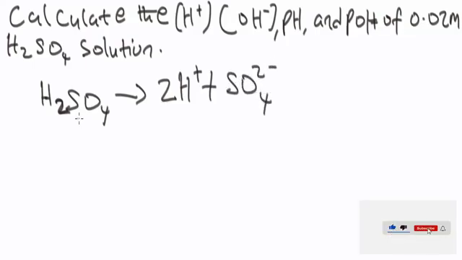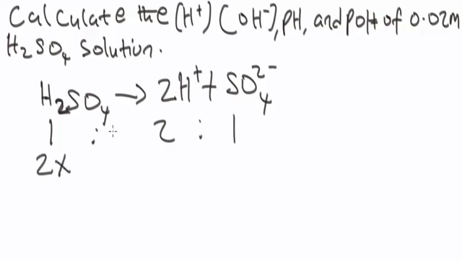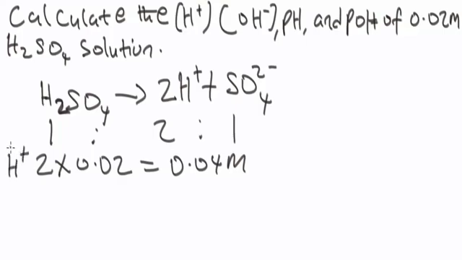Alright, so this is what we're going to have. That means we have a mole ratio of 1:2:1. Now to get the hydrogen ion concentration of this reaction, you multiply the mole ratio of hydrogen ion by the concentration of the acid in this solution. So the concentration there is 0.02. When you multiply it, it's going to give you 0.04 mole. Alright, so this is now our hydrogen ion concentration, 0.04 mole.